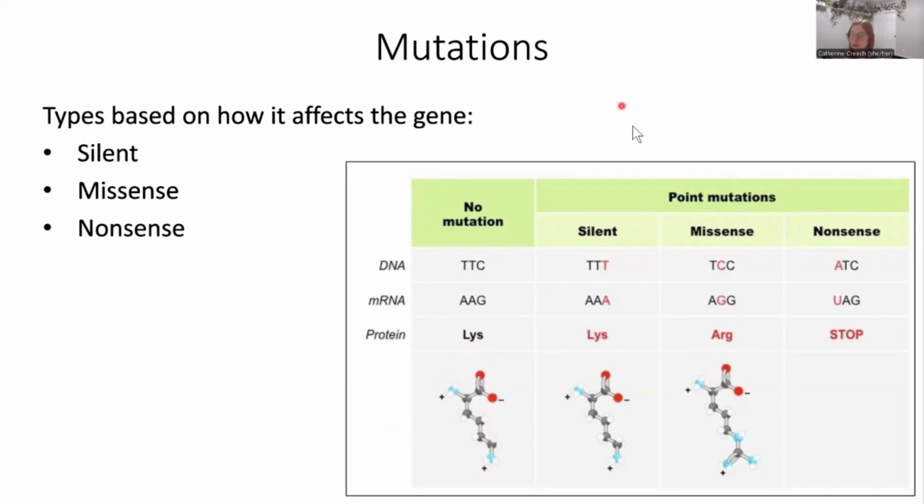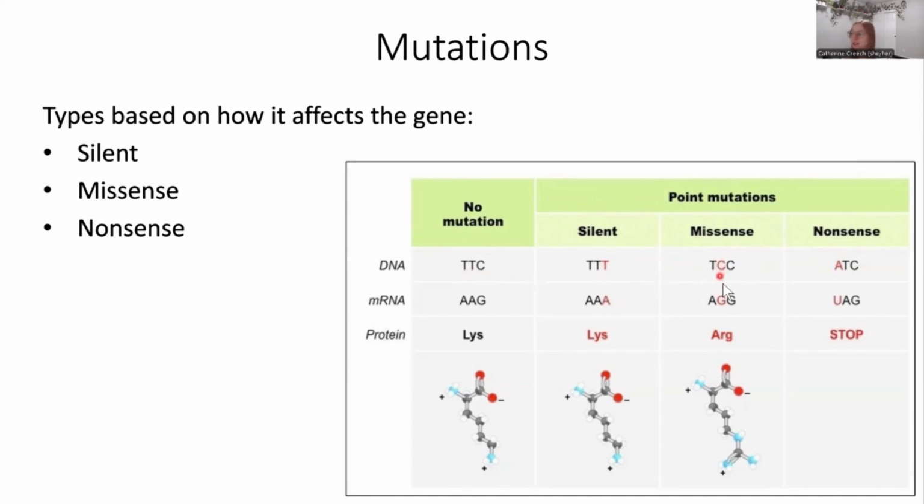Now, in a silent mutation, I change 1 nucleotide. That changes the mRNA, but this codon still codes for the same amino acid. So I've altered my DNA, but it has no effect because the outcome is the same. It is silent. In a missense mutation, I'm going to alter my 2nd nucleotide now from the original.